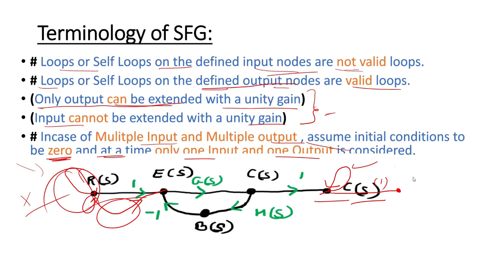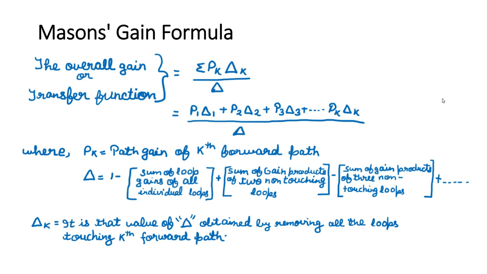Whenever you have to solve, only one input and one output is considered. You have to make the other inputs and outputs 0. Basically, a signal flow graph is used to find the transfer function. Till now we have seen the terminology and some rules. Now we are going to see the formula for calculating the transfer function. This formula is popularly known as Mason's gain formula.